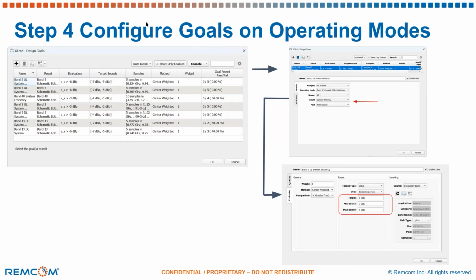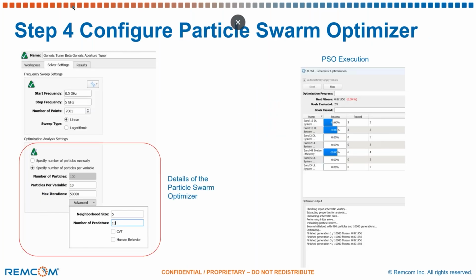Next, we will step through and assign goals for the specific frequency ranges of each operating mode of interest. In this case, we are optimizing on system efficiency. Next, we will configure our particle swarm optimizer, which will determine the best tune codes and fixed components to realize our goal for system efficiency with each operating mode.